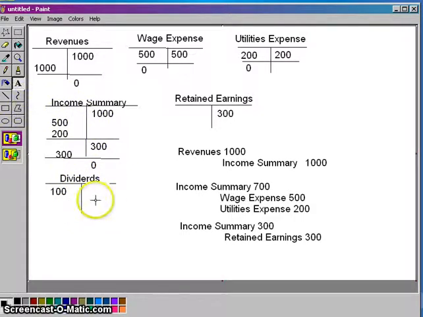So, in order to close out our dividend account, we're going to go with the same methodology. We're going to credit dividends for the $100. I draw my lines. We're going to credit dividends for $100, and we're going to debit retained earnings for $100.